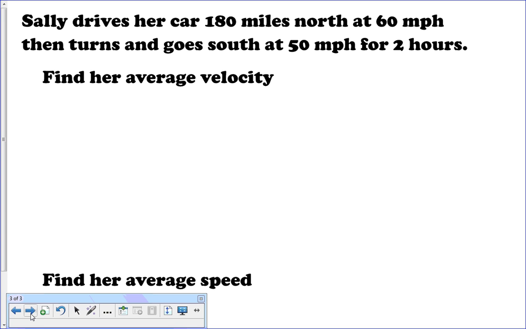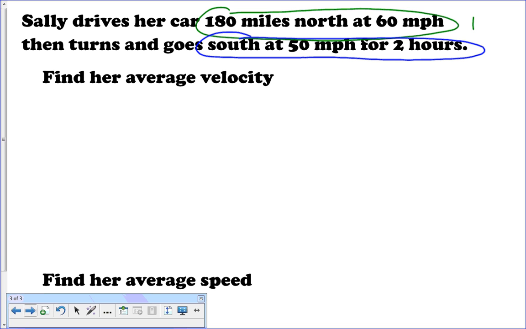All right, so this time, Sally drives her car 180 miles north at 60 miles an hour. So that's my chunk number 1. And then she turns around and she goes south at 50 miles an hour for 2 hours. That's chunk number 2. So it looks very similar to what we just did. But the difference is what information I gave you. So let's start, just like we did last time, by writing down what we know.